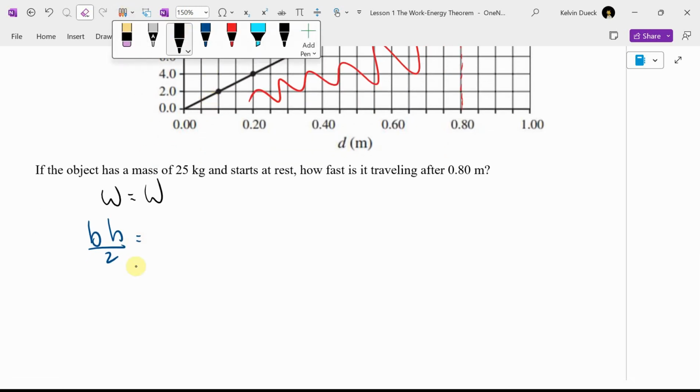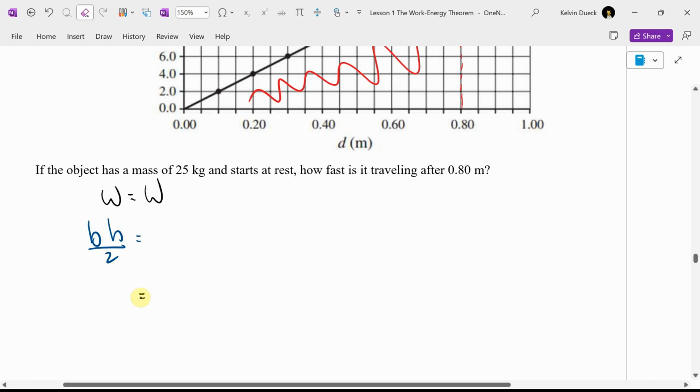Drop your equal sign down again. What's the base of this triangle? How long is it? Look at the graph and figure it out. 0.8. What's the height of the triangle?